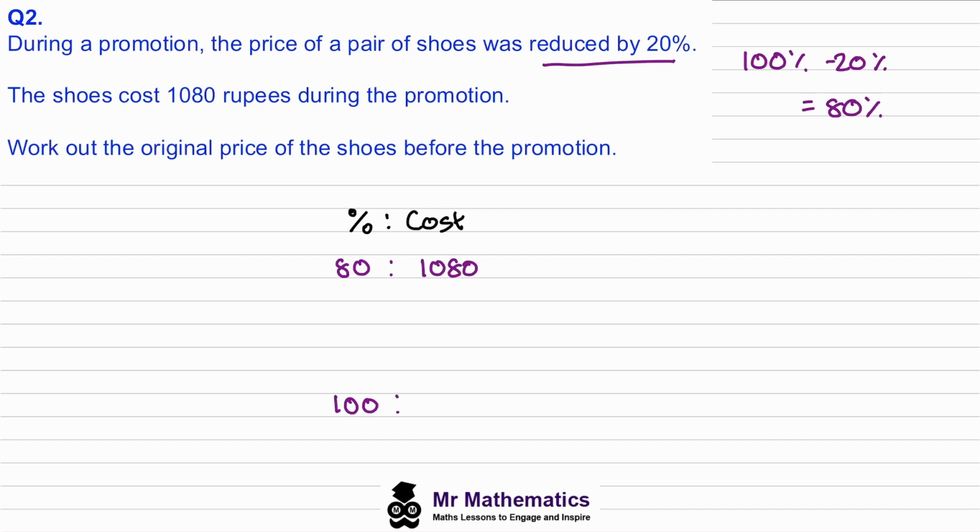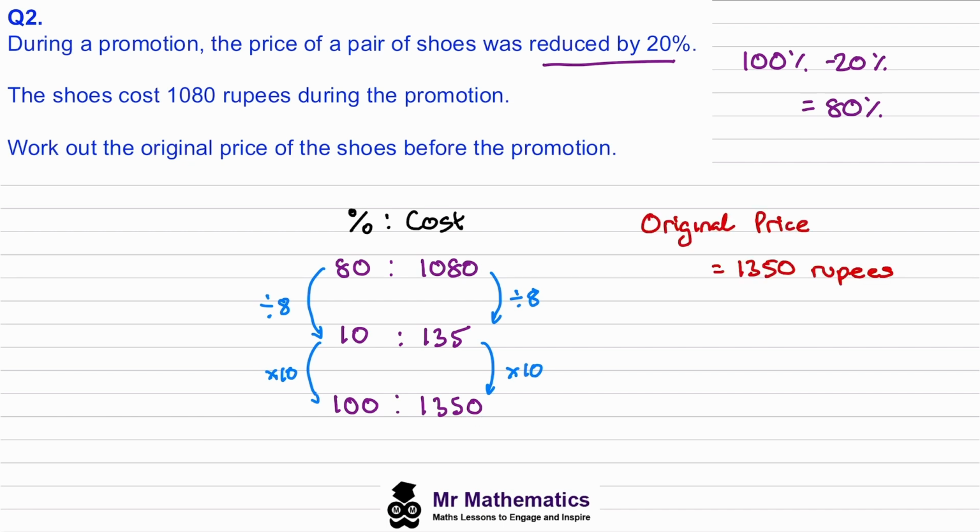So now, rather than going to 1%, we know that 10 is a common factor of 80 and 100. So if we work out 10%, we'll divide this by 8. So we'll do the same to the other side, and this will give us 135. And then we'll multiply both sides by 10. So 100% at the cost of 1,350 rupees, and this would be our original price. Okay? Let's try another question.